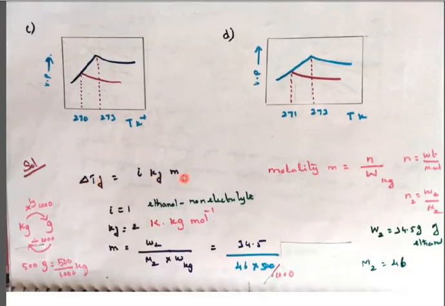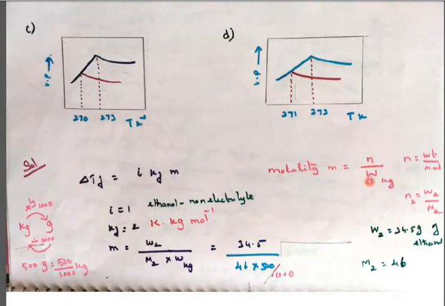ΔTf is equal to i Kf m. So what is ΔTf? Depression in the freezing point is equal to i, van't Hoff factor. Ethanol is a non-electrolyte, so i is equal to 1. Kf is called the cryoscopic constant, in Kelvin kg per mole, and the Kf value is given in the question. And m, small m means molality.